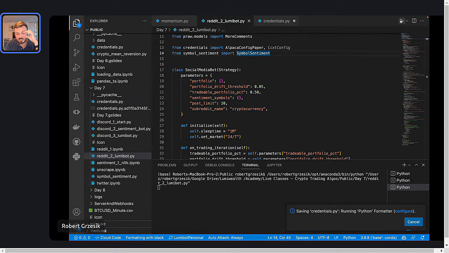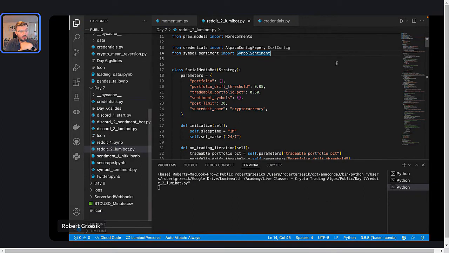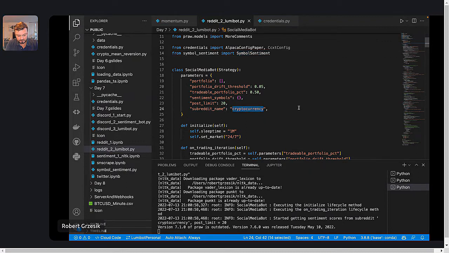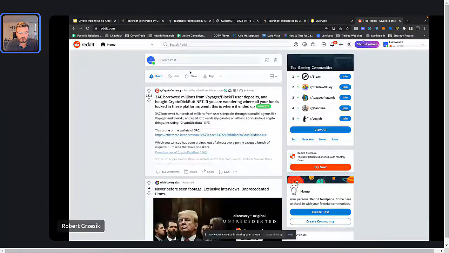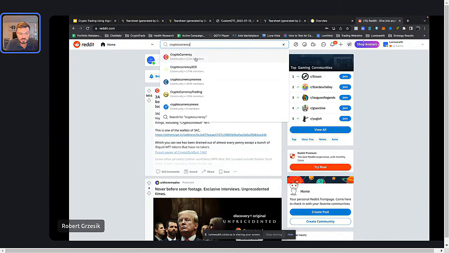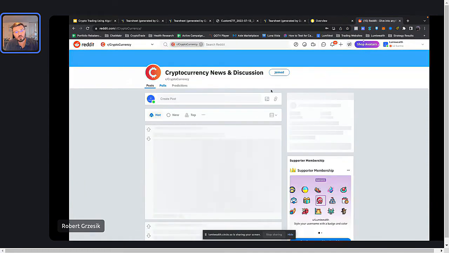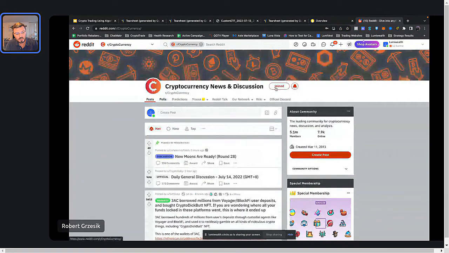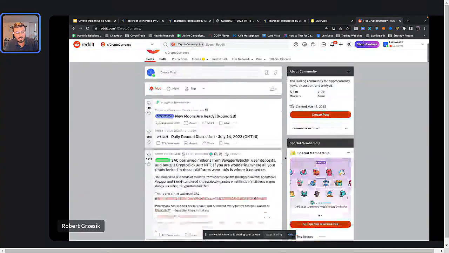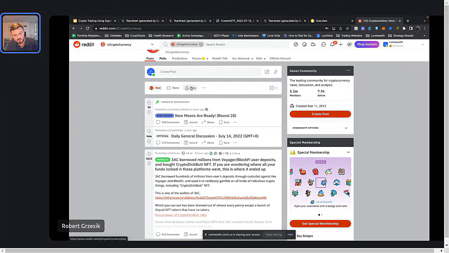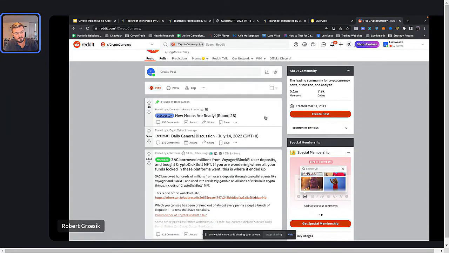So what it's going to do is go to this Reddit cryptocurrency channel. We'll go to reddit.com, search cryptocurrency. The cryptocurrency subreddit has 5.1 million members, and it's basically people talking about crypto all day long. You could sort it by hot posts, new posts, top posts. We're going to be using our bot to search these hot posts.